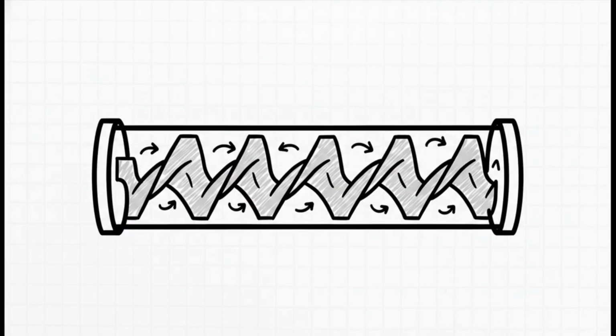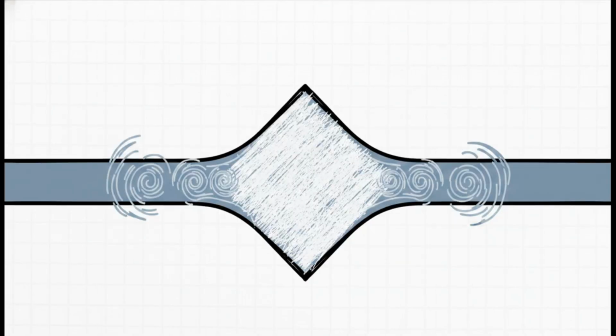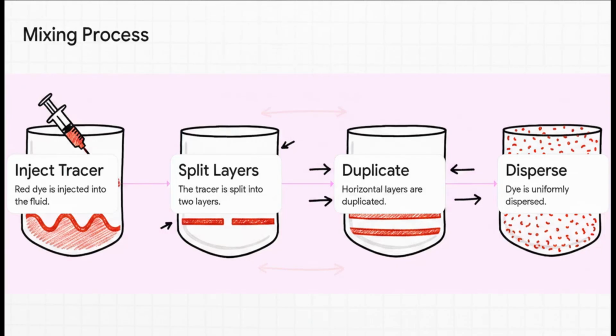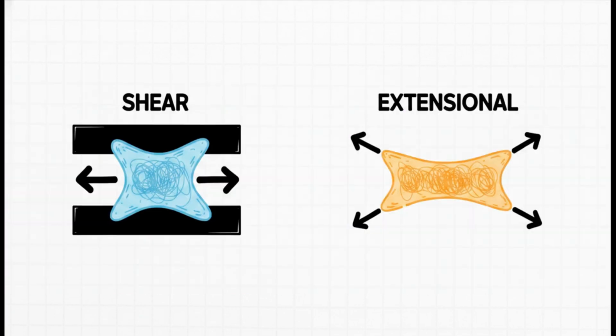To pull this off without any moving parts, engineers actually rely on the inline static mixer. Check out this specific internal geometry. It's called the Innovative Split and Recombine, or SAR, design. Researchers built a prototype using laser-cut PMMA plates inside a PVC pipe to test non-Newtonian fluids. A red tracer dye gets injected, geometrically split, duplicated, and then dispersed uniformly throughout. It's brilliant. This geometry leverages both shear and extensional flow to dramatically maximize that interfacial contact.